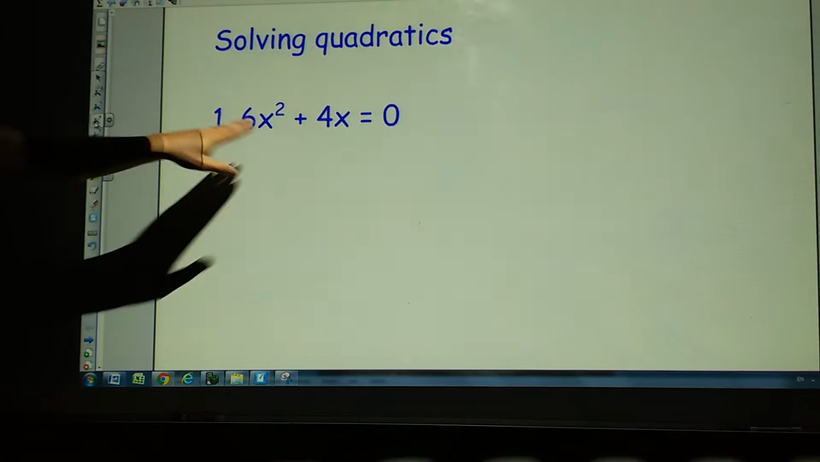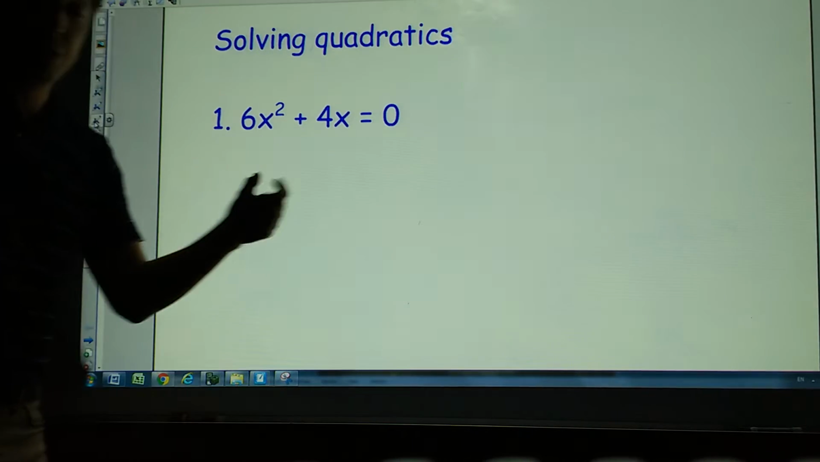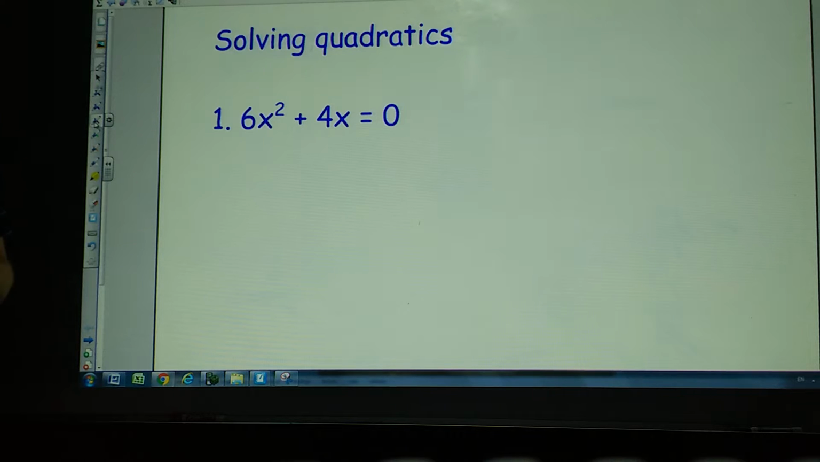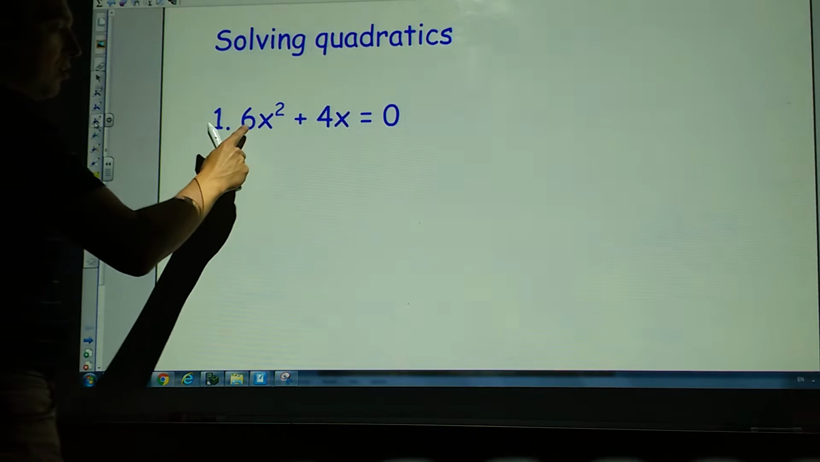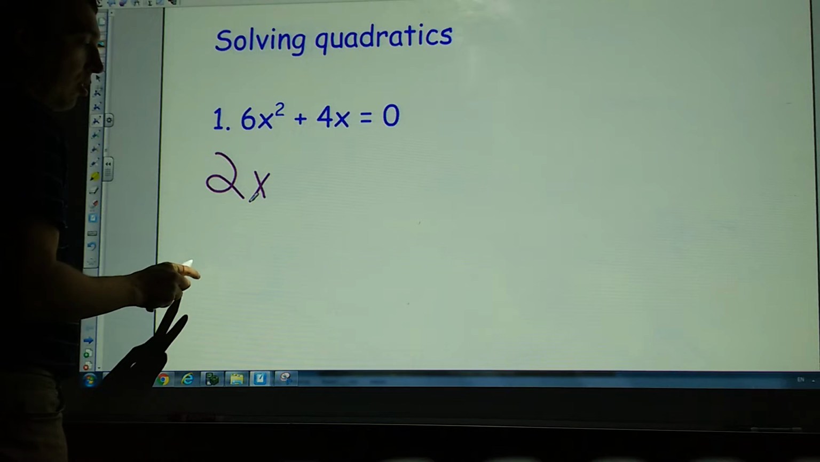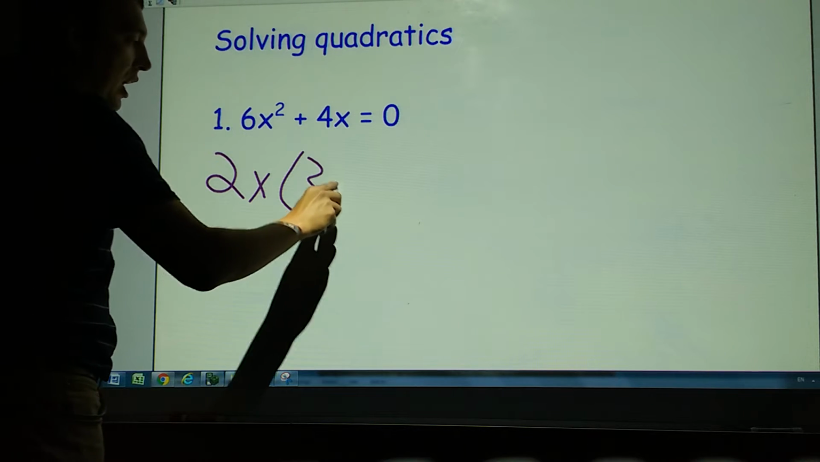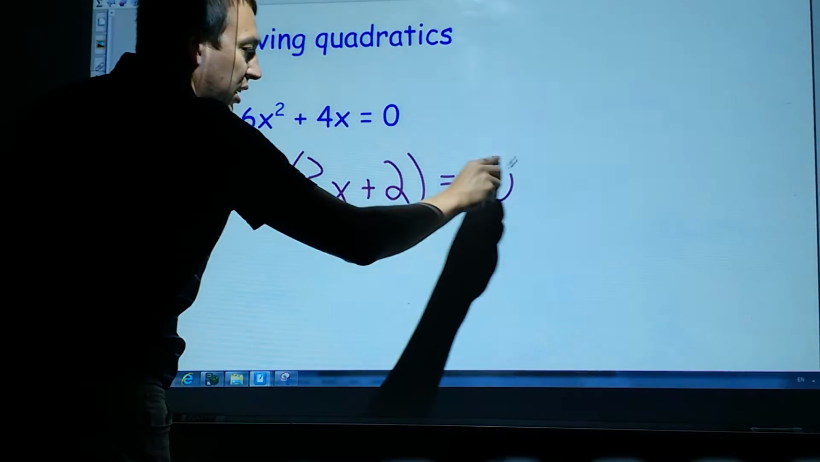Here we go. When I see an x squared, I automatically think to get one side equal to 0. In this problem, that's checked. And then I look to factor. It is not the factoring with x games that I've taught you. It's the GCF, or what can I take out? I can take out a 2 and an x, and I'm left with 3x plus 2. So I've just factored by taking out a GCF.